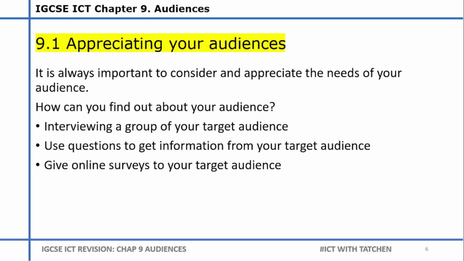Also, when thinking of the audience, another important aspect you could consider is their needs. What do they need? How do you find out what the audience needs, or how do you find out about them and know their needs? First of all, you could do interviews. We've talked about interviews before when we did the system development life cycle. So interviewing them, using questions to get information from your target audience, is also very important. Give online surveys to your target audience. So those are different ways you can do it. It's just like gathering information about a system. So you're gathering information about who you're dealing with.